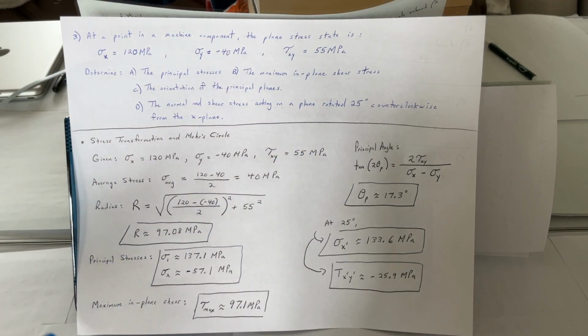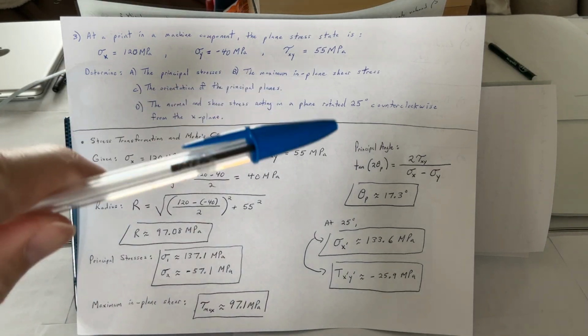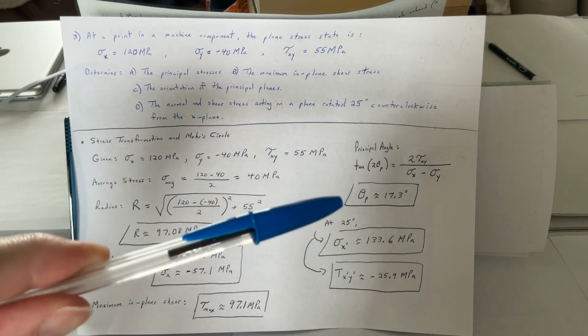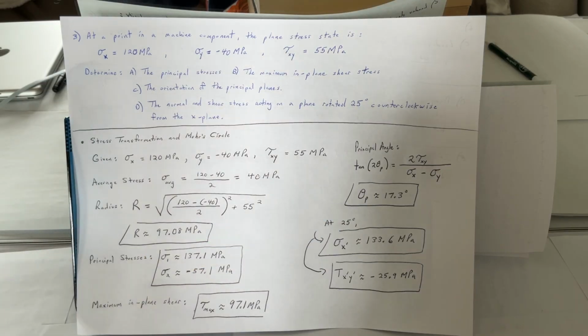Okay, you're probably very familiar with that. Maximum in-plane shear, well, that tau sub max is 97.1 MPa. And for the principal angle, we're going to set it up as tangent of 2 theta sub p equals 2 tau sub xy over sigma sub x minus sigma sub y. And when we solve for that, we're going to get theta sub p is approximately 17.3 degrees.